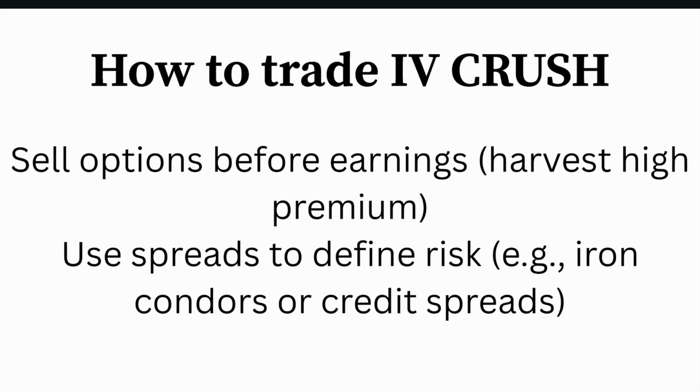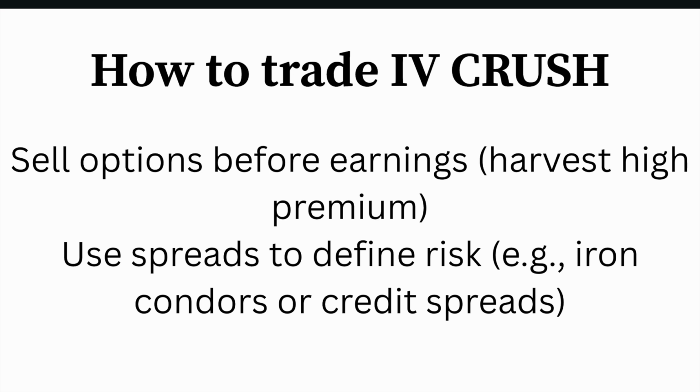So, some ways to trade IV Crush. You could sell options before earnings. That's where you get a high premium when you're selling the option. Like I did in Dell, I was able to get about $39 per $500 in margin. It's a pretty high premium that you could get. And then use spreads to define your risk.